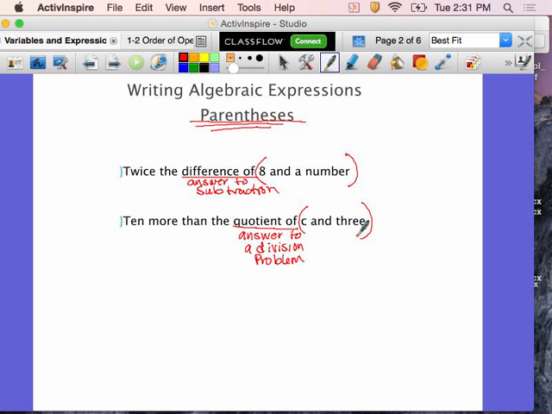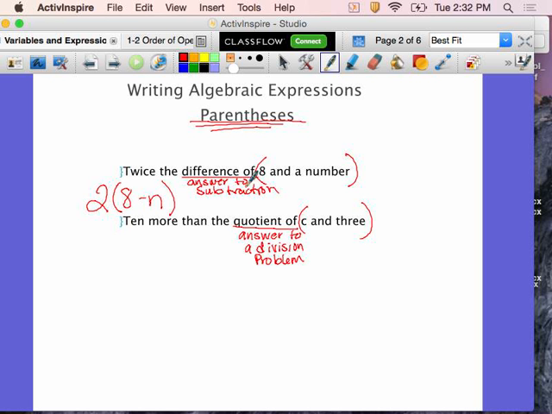Okay, so you're looking for that difference of. This says twice the difference of 8 and a number. So I'm taking 2 times a subtraction problem. So 2 times 8, take away a number. So it's difference of, so I go right ahead and put them in order. But I need to have that parentheses because order of operations states to multiply before you subtract. But they're asking us to subtract, find an answer, and then multiply.